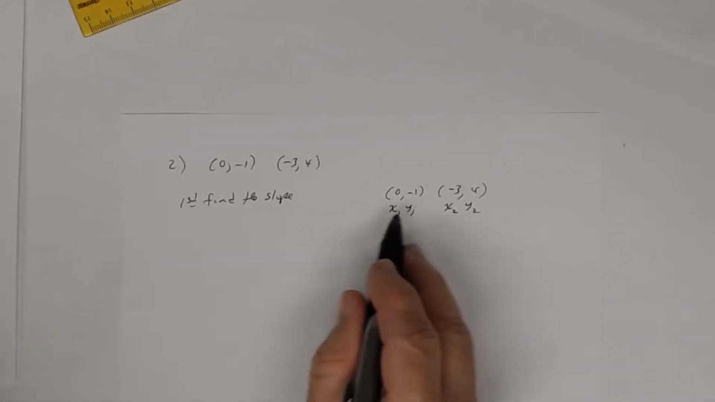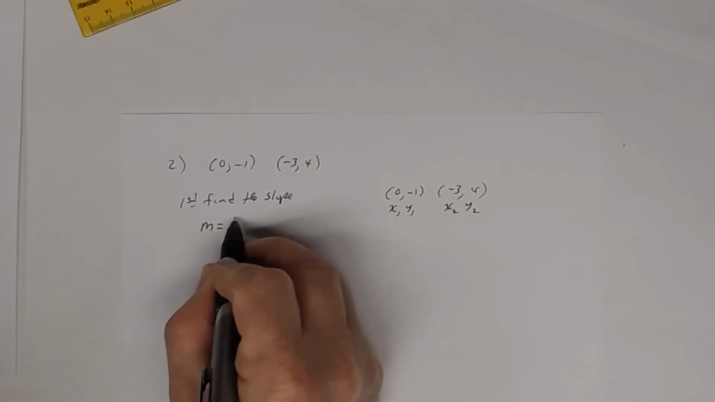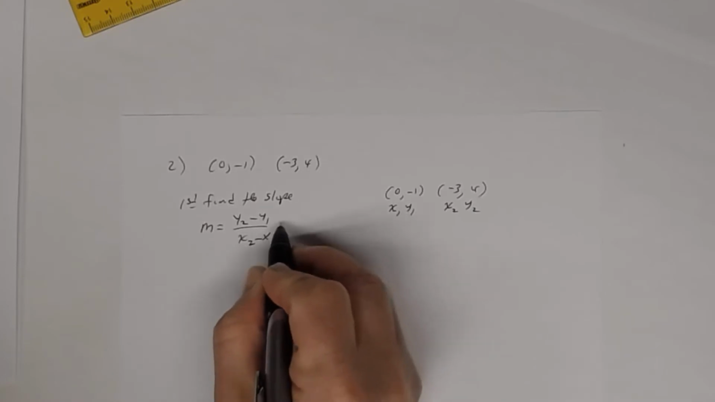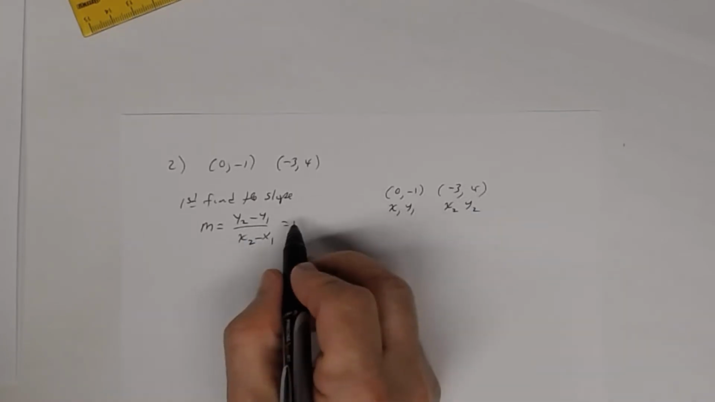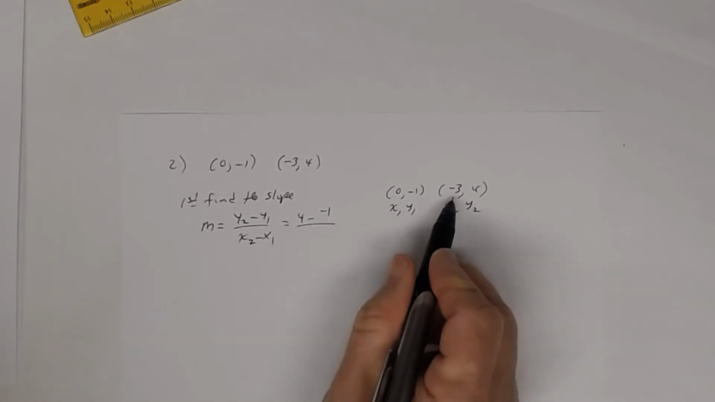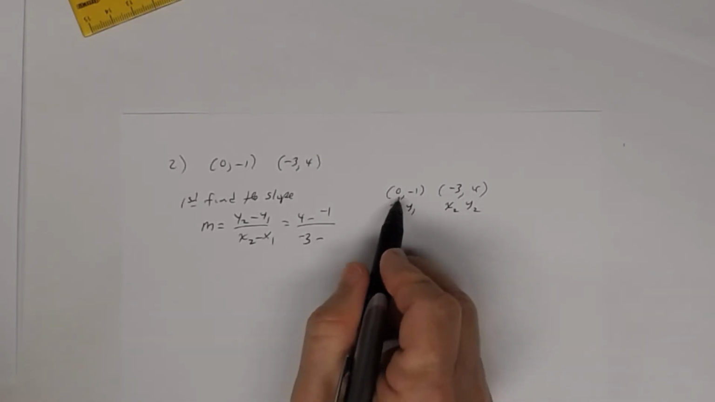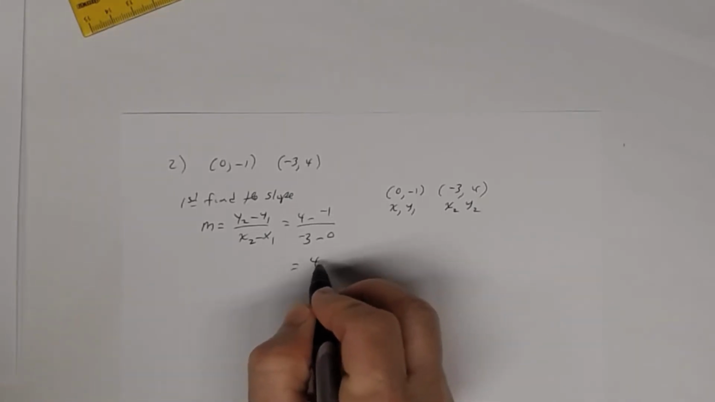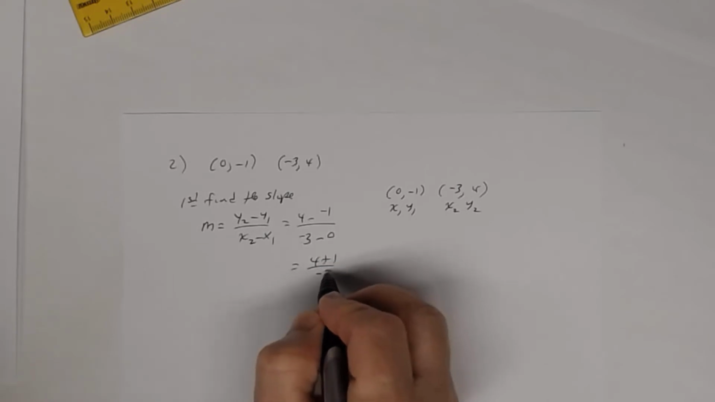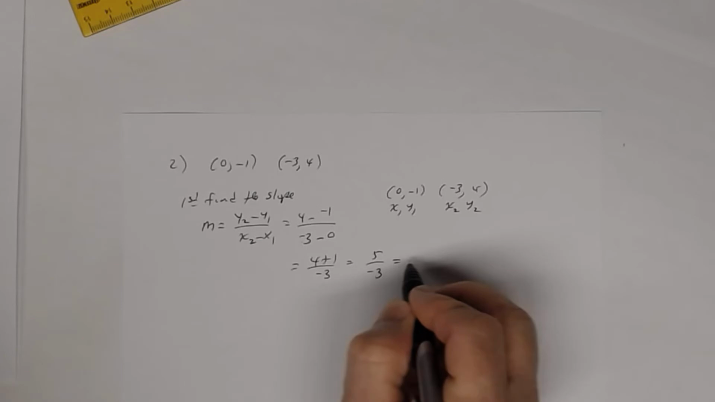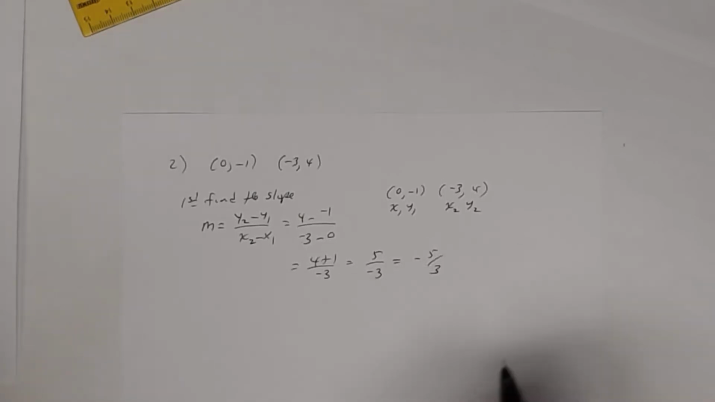And then it's just a matter of you substituting into the formula. So the formula is y2 minus y1 divided by x2 minus x1. y2 in this case is 4. Subtract y1, which is negative 1, divided by x2, which is negative 3. Subtract x1, which is 0. And then 4 subtract negative 1 means 4 plus 1. Negative 3 subtract 0 is negative 3, right? And so I get 5 divided by negative 3, which is the same thing as negative 5/3. So the slope is negative 5/3.